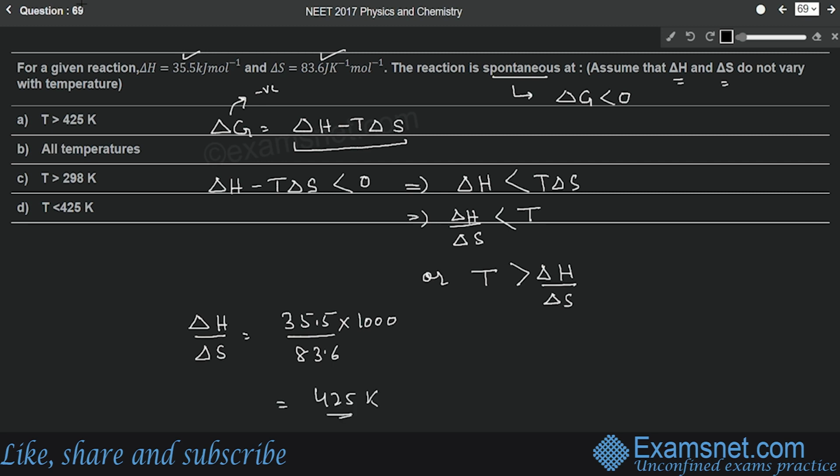Okay. So here we know that temperature should be greater than this value. That means temperature should be greater than 425 Kelvin, because the value of delta H by delta S is 425 Kelvin. So according to that, option A should be the correct answer.